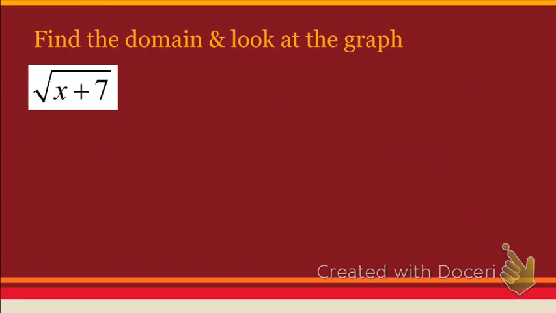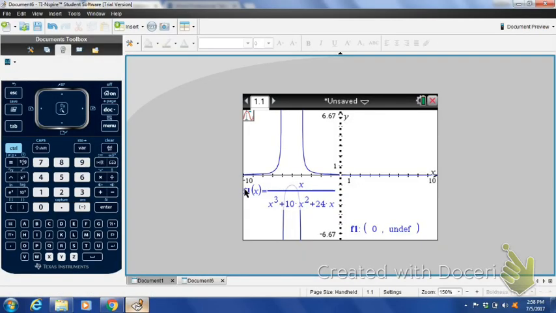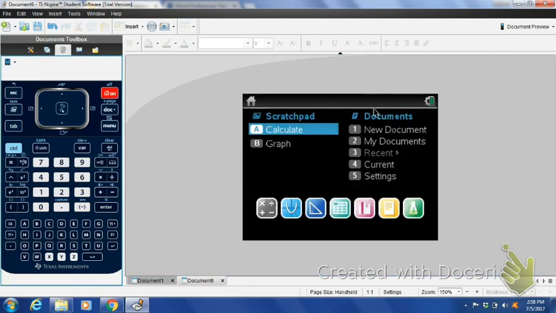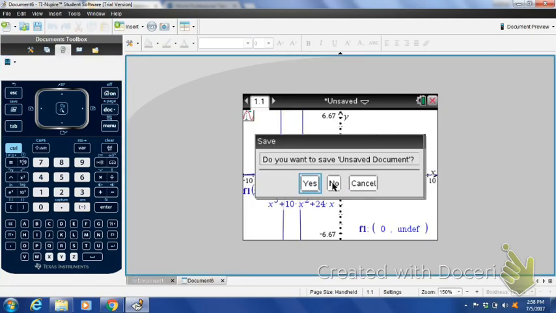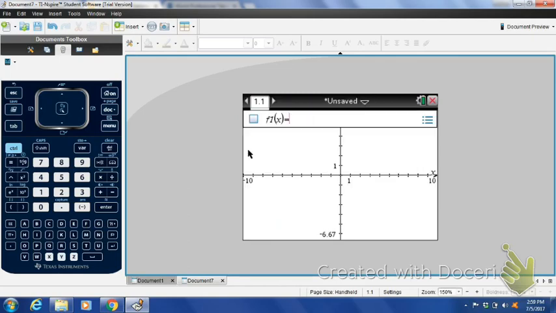Alright, the square root of x plus 7. Alright, so not a rational expression, but still, if we're talking about domain, it's worth talking about this square root of x plus 7 because it has domain restrictions. So if we were to go back to our graph, we'll go home, hit the home button, open up a new document, don't worry about saving that, and then go add graph. We can now graph the square root of x plus 7.